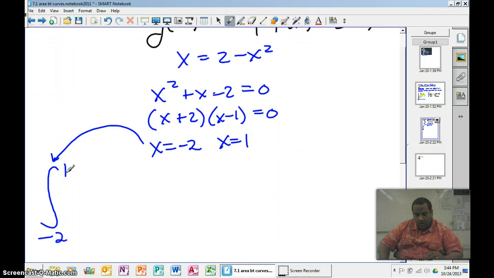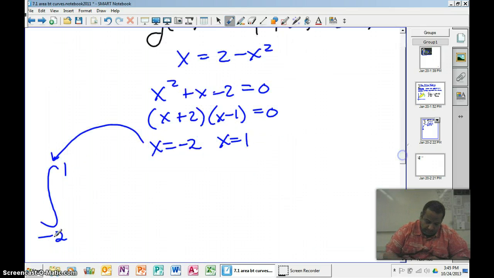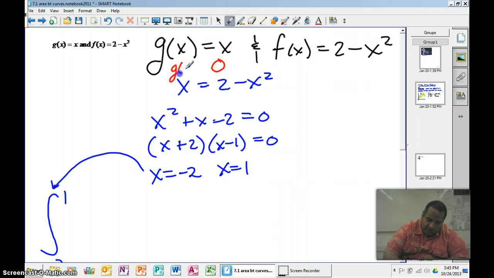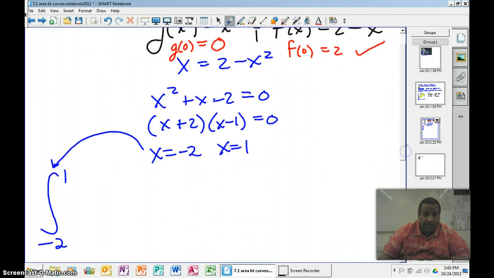Now, which one is on top and which one's on the bottom? Well, there's one way to find out. If I take a number in between the limits of integration, not at the endpoints because they're obviously equal there, and zero is in between, fantastic. I plug 0 into both equations. g of 0 is equal to 0, and f of 0 equals 2. That's an arbitrary number, by the way, just in between. That one's greater, so f of x is the greater function, or the furthest away from the x-axis.